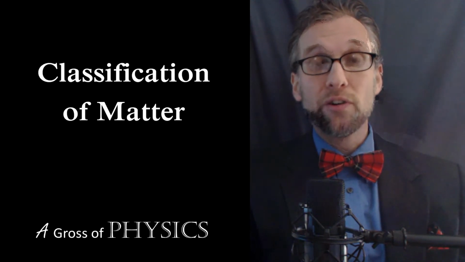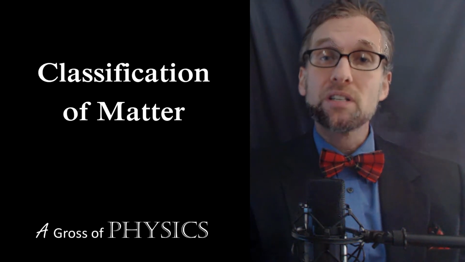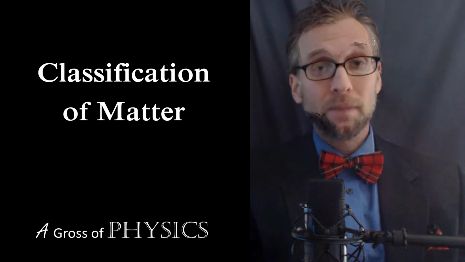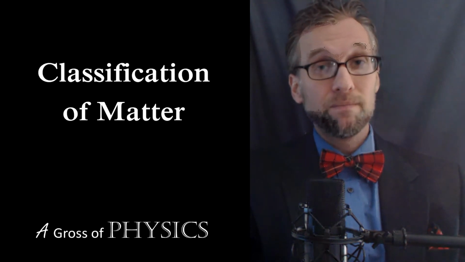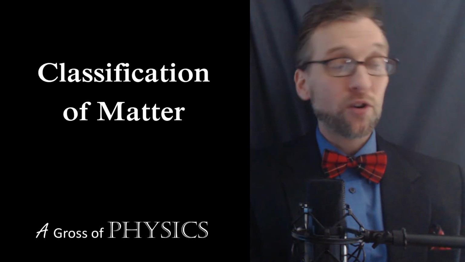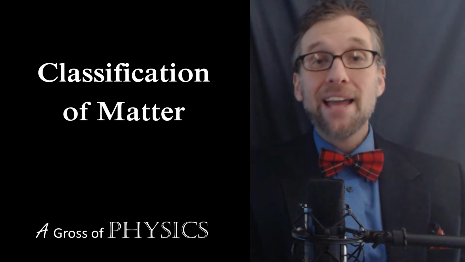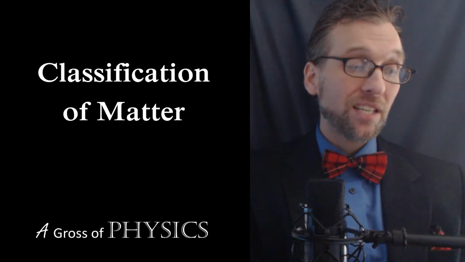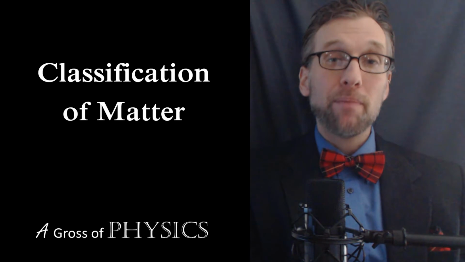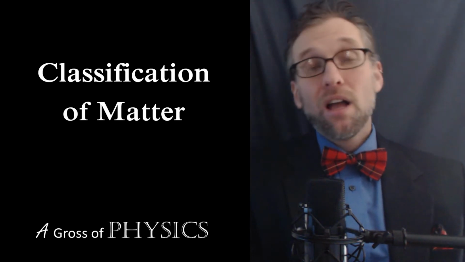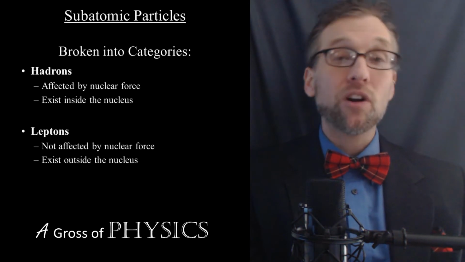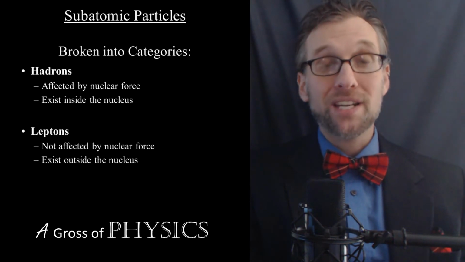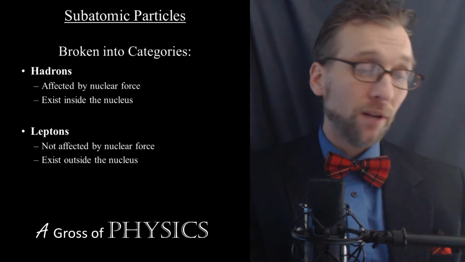Today is day 136, and what we're going to do is discuss the classification of matter. Now, we talked about quarks yesterday and the 6 flavors: up, down, charm, strange, top, and bottom. And what I'd like to do today is discuss how matter is broken up into different categories. In our reference table, we actually have a chart of subatomic particles and how they're broken down. It's almost a flow chart, if you will.